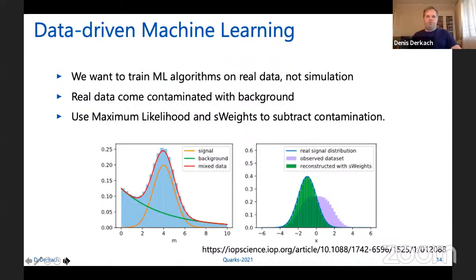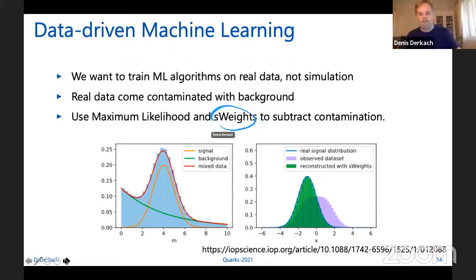So we want to train the machine learning algorithm not on simulation. This comes with a problem, because if we train a machine learning algorithm in a supervised manner, we need some kind of labels, and these labels are actually contaminated in the real data. The idea is that we can try to use maximum likelihood fits, and then out of this maximum likelihood fit, obtain the weights that can be used in the machine learning solutions. There is a way to obtain the weights from this maximum likelihood fit, and this is called sWeights.